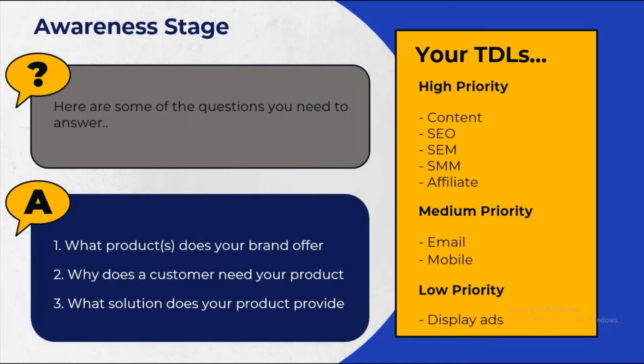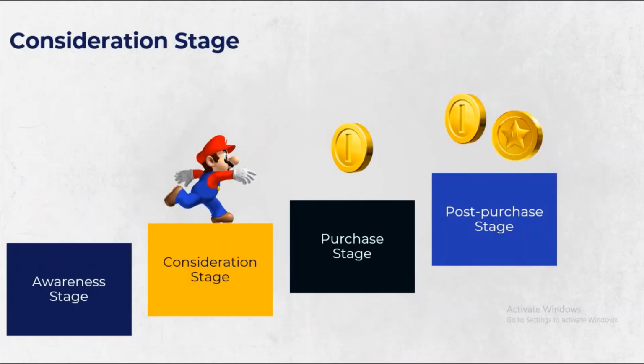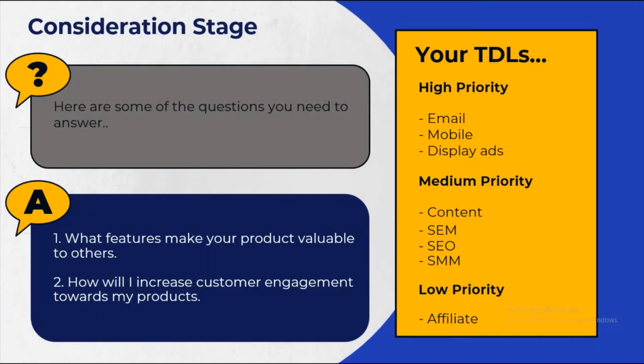But the first key ones in the brand awareness stage are all of this high priority and medium priority on the list. Going forward is the consideration stage. So you have left the awareness stage to the consideration stage, and then you have gotten the star. All right, now what do you need to do?